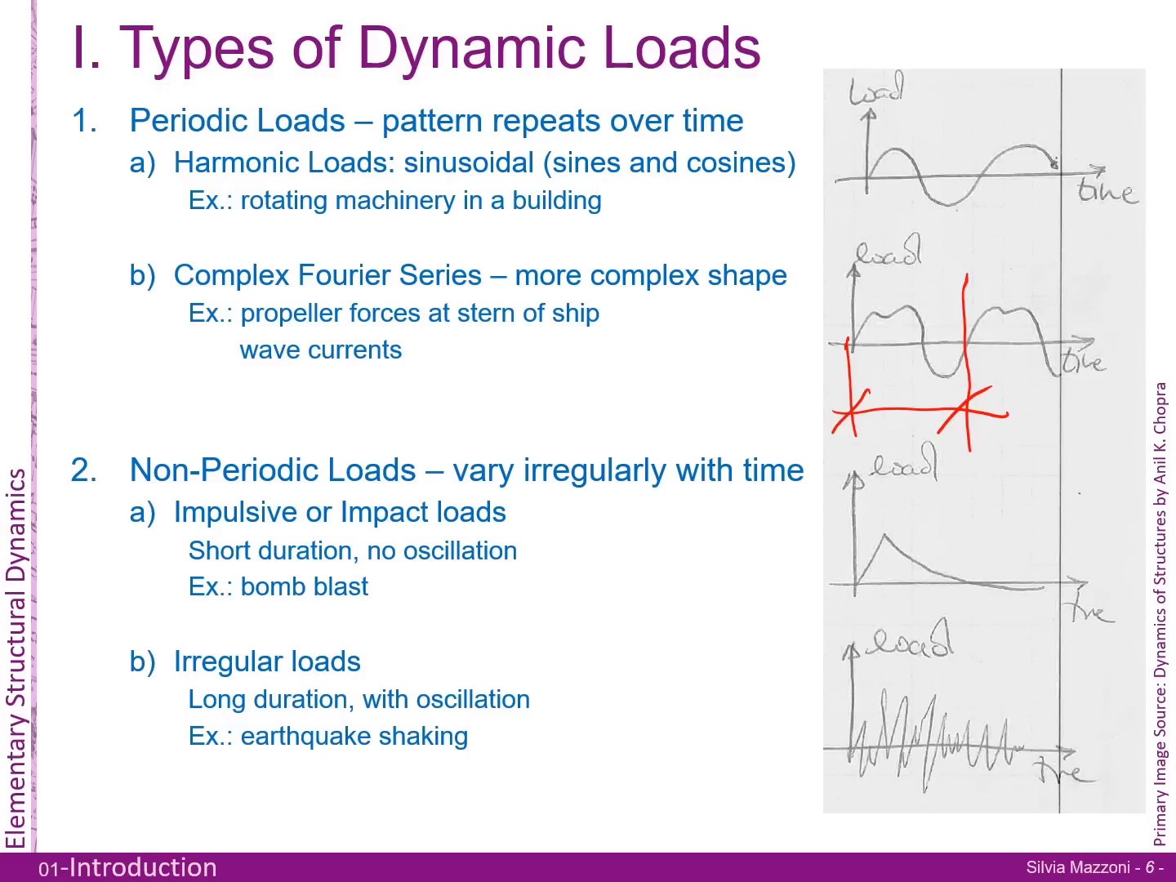Propeller forces at a stern of a ship. Wave currents, where you've got some big waves and smaller waves and tiny little waves and just lots of different waves depending on the different type of turbulence that you have. But there's still repeating loads when you have a wave, or it just keeps repeating itself after a certain amount of time, which just really means it's not a constant, it's not random, that keeps changing.